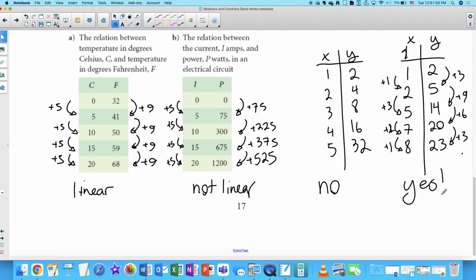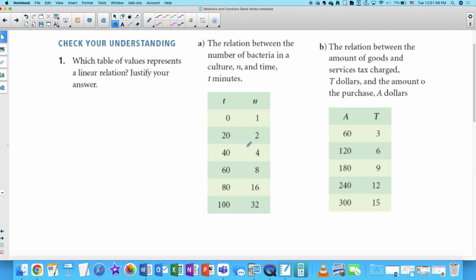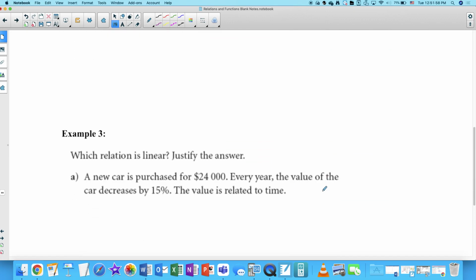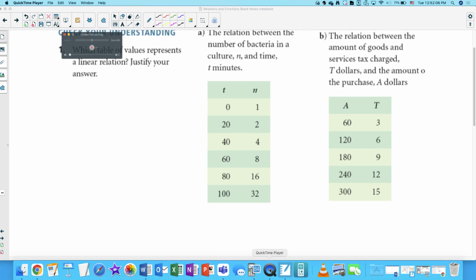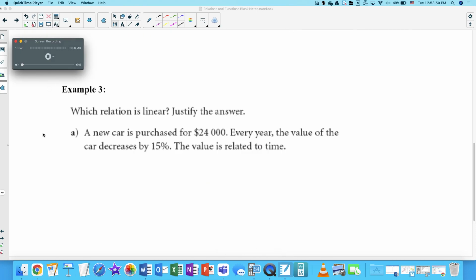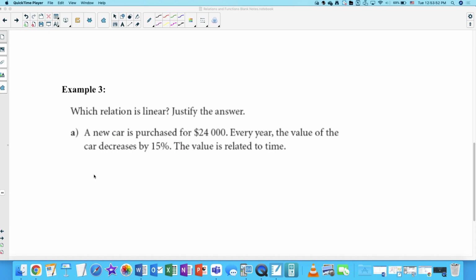Okay, so you guys can try these too. And they shouldn't take too long, hopefully. A table of values and how to look at a graph and distinguish linear, not linear, okay? But what we're going to do next is look at a description of a situation and try to figure out, could this be modeled with a linear relation or linear function?